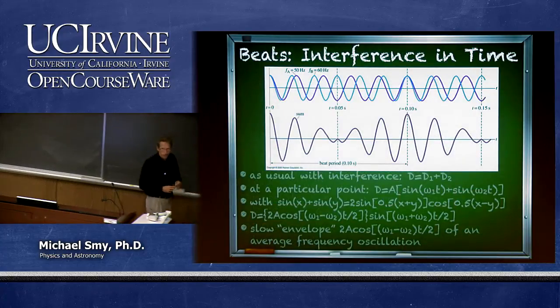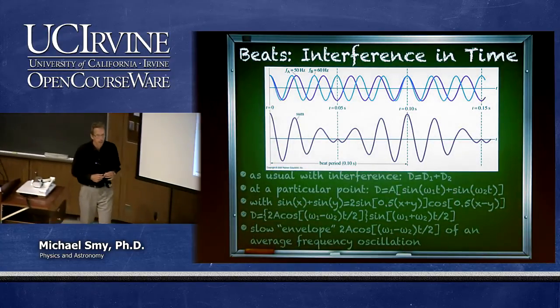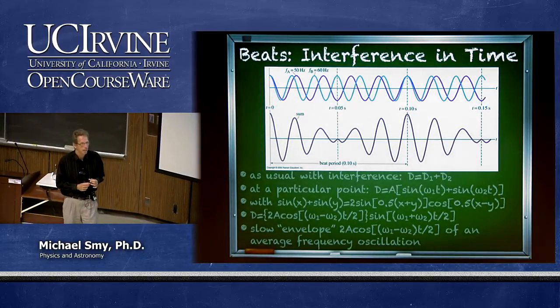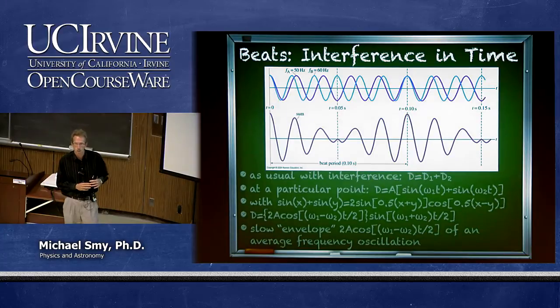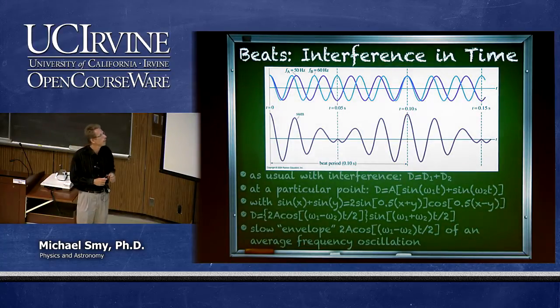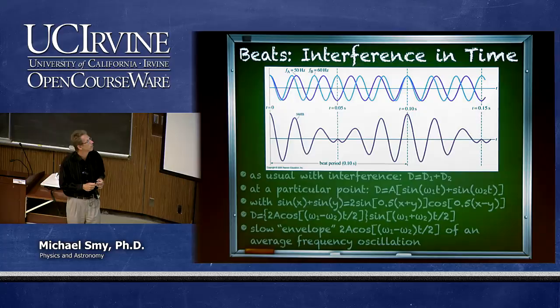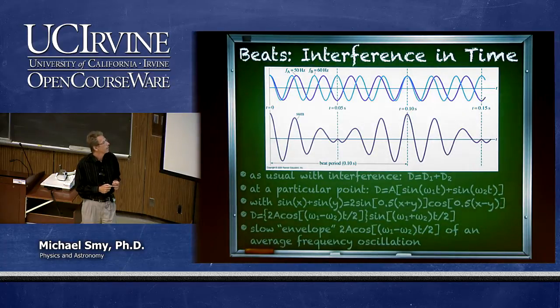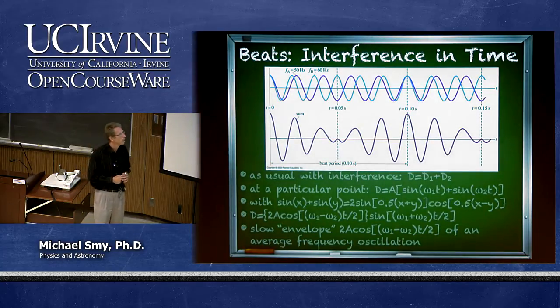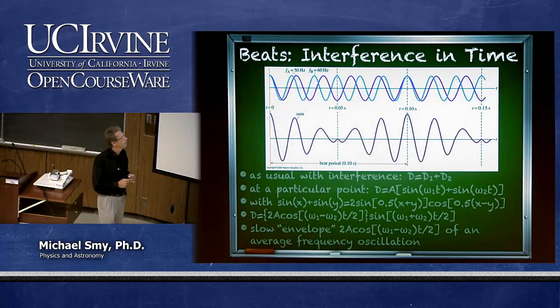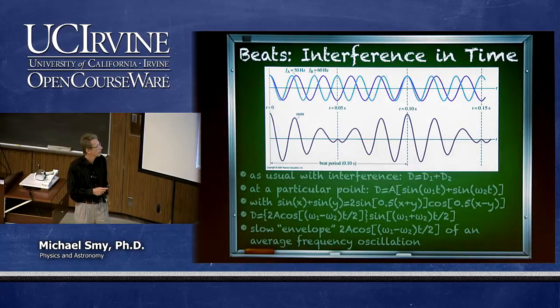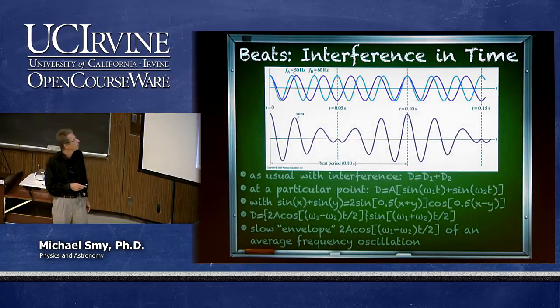Let me now talk about a different type of interference. The interference that we discussed so far basically happens in space. We look at different positions in space and see whether we observe constructive or destructive interference. But if you have two waves of slightly differing frequencies, and you look at a fixed position in space, then you get constructive and destructive interference at different points in time, different instances in time.